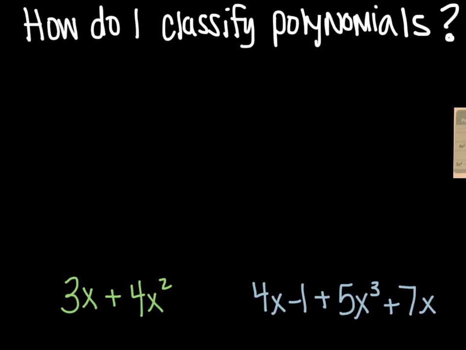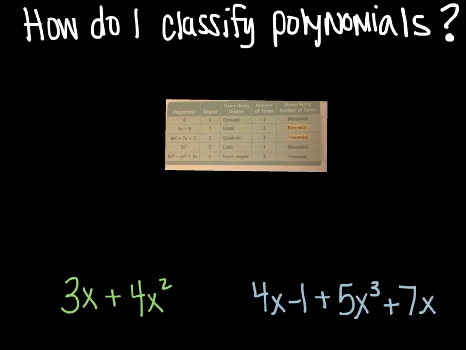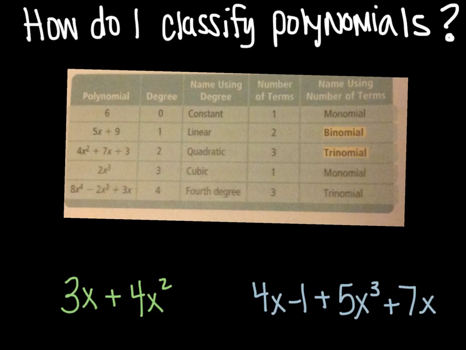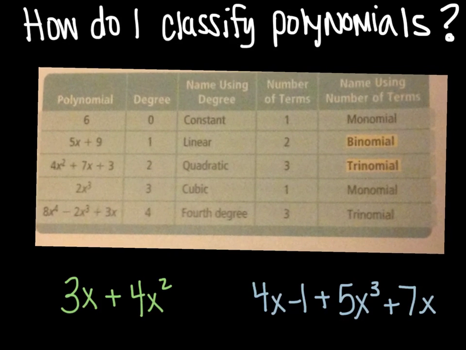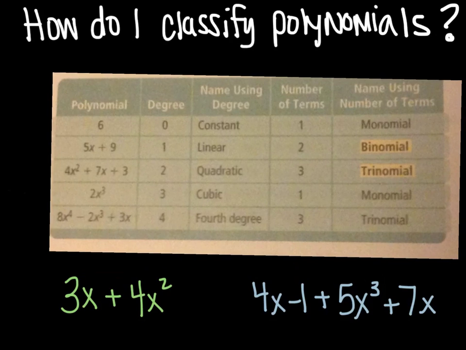How do I classify polynomials is the last piece that we're going to talk about in the first part of the video. But here's a great chart of what this looks like. Here you have your list of polynomials, and then it walks you through what the degrees of each one are based on your exponents. Based on your exponents, it will tell you the degree. And then you have a name for your polynomial using the degree.